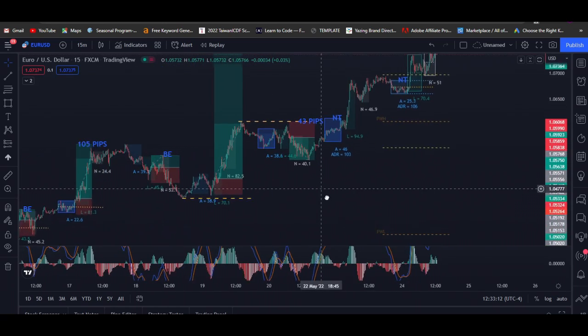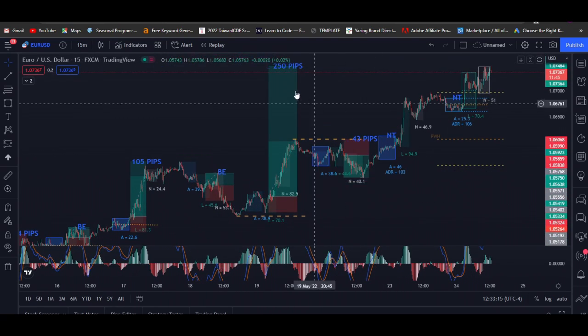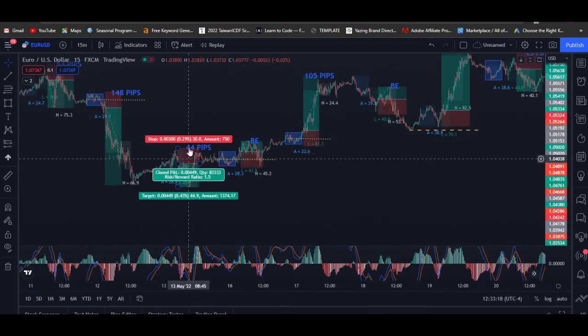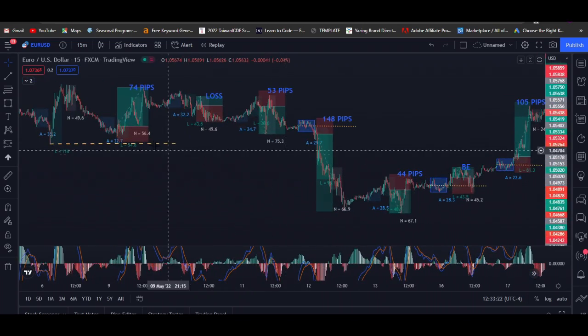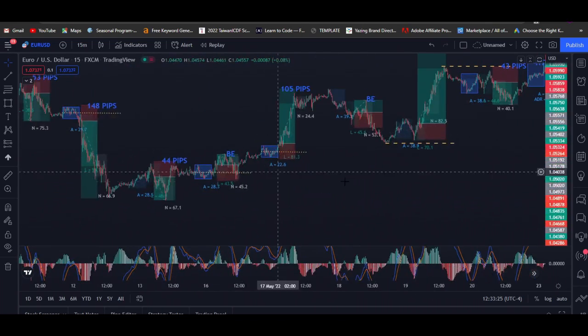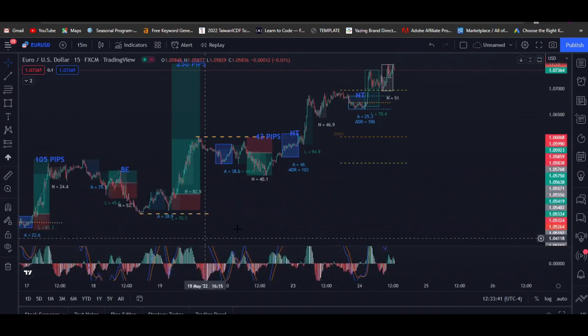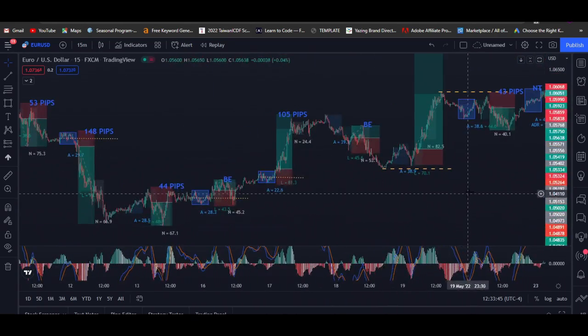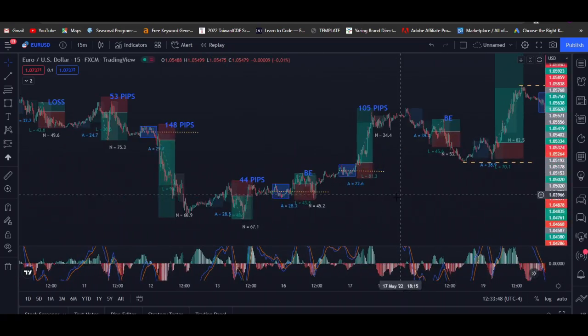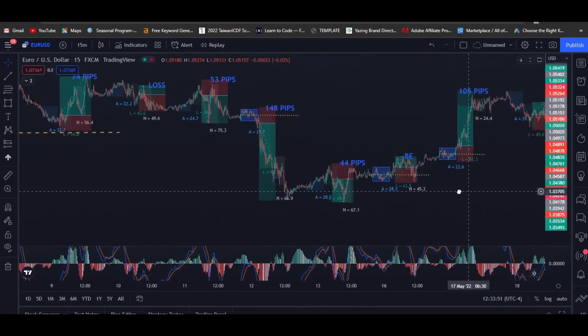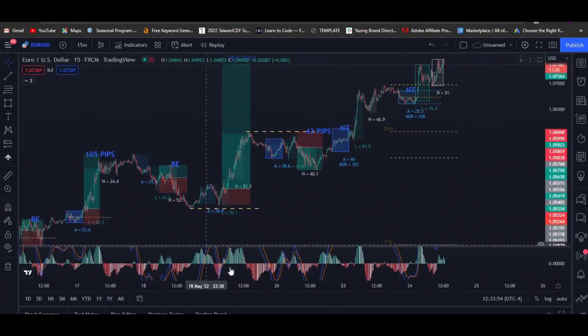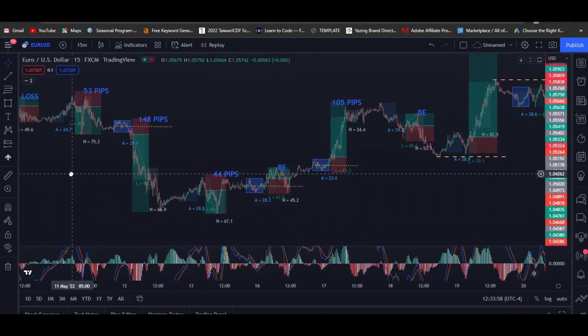Okay, we got 10 trades total, and let's see how many we won. 1, 2, 3, 4, 5, 6, 7. So we won 7 out of 10 trades, which is a 70% win rate, as you can see on the calculator. 70% win rate for 10 trades. And we only recorded 1 loss within these 10 trades.